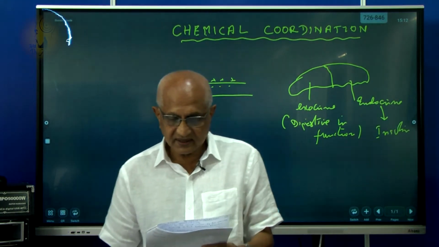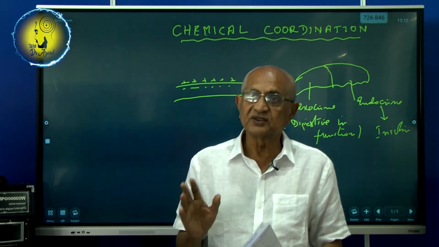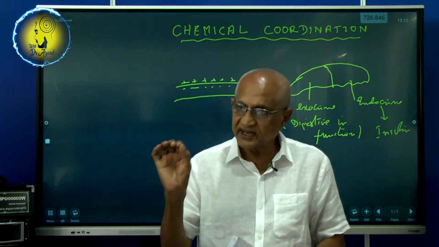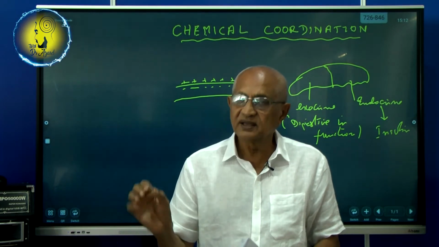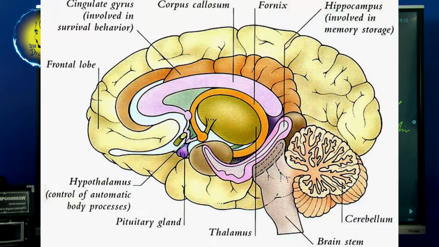So these hormones have widespread effects, acting on particular tissues or organs. So it has a widespread effect. The nervous system is very specific. Now, we talk of some of the endocrine glands.